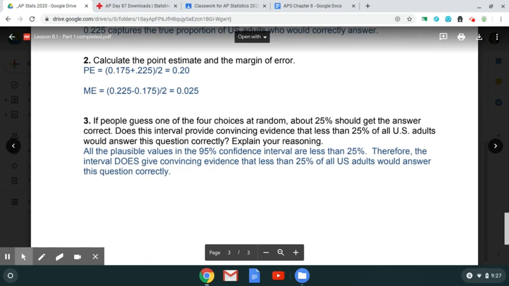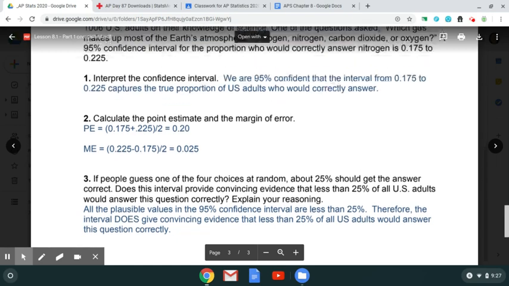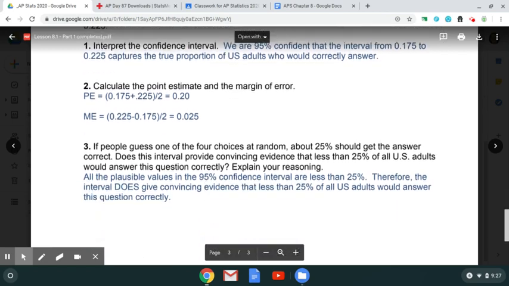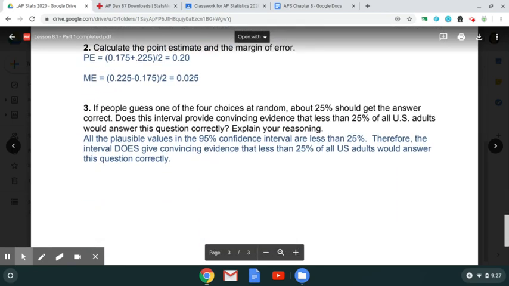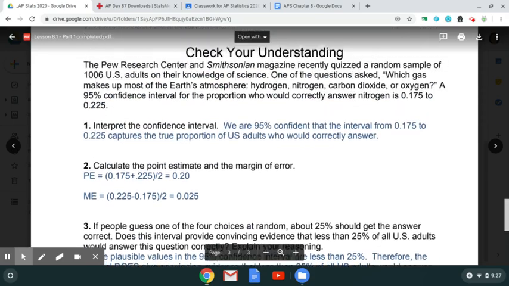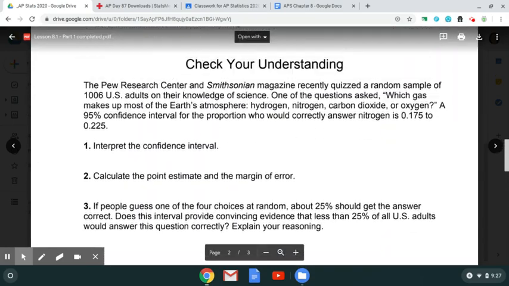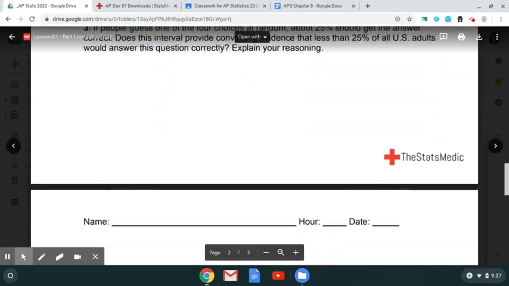If people guess one of the 4 choices at random, about 25% should get the answer correct. Does this interval provide convincing evidence? Since the interval gives us the plausible values, and our entire confidence interval, I look back at it, is below 25%, the interval does give us convincing evidence that less than 25% of all U.S. adults would answer this question correctly.